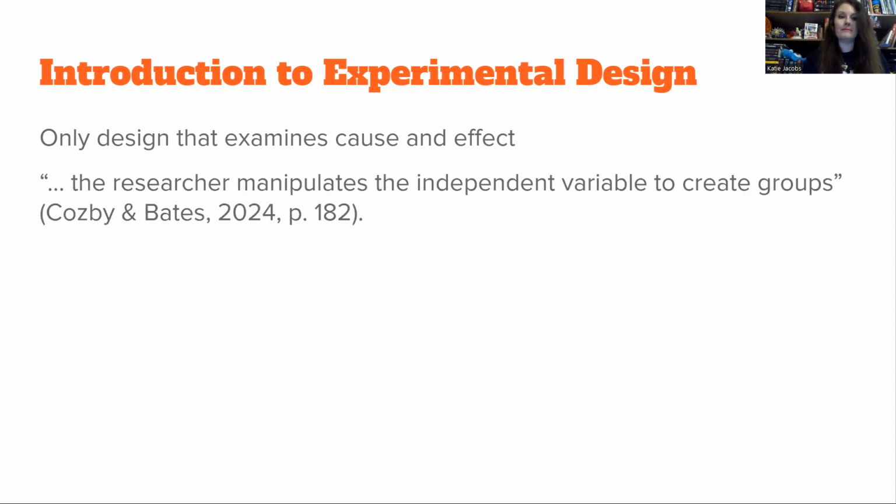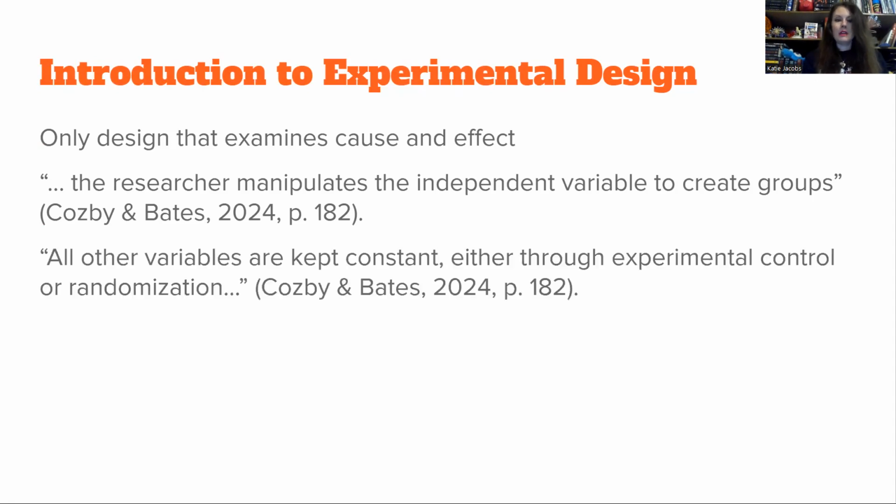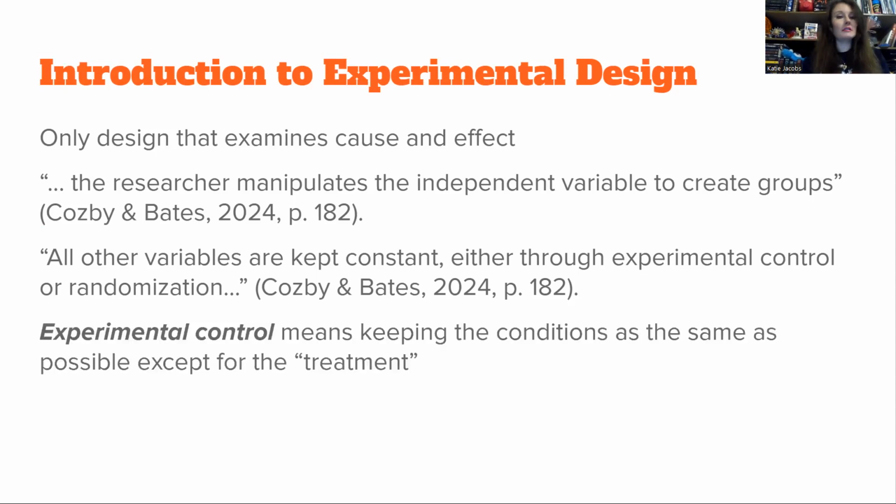So for experimental design, the researcher manipulates the independent variable to create groups. All other variables are kept constant either through experimental control or randomization. What this means is basically if we're doing some sort of intervention study, one group will get the intervention, one group will be our control and not get the active intervention. And we'll randomly assign participants to each of the conditions. Then we'll see if there are significant differences in the dependent variable between our groups. That's a really basic thing, and this is the only way that we can determine cause and effect.